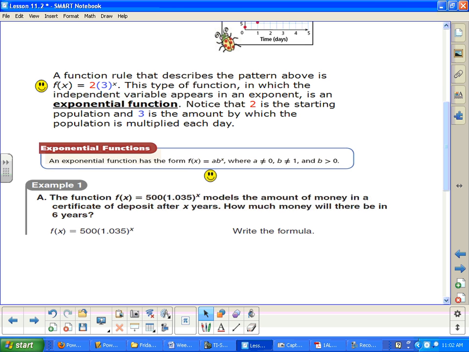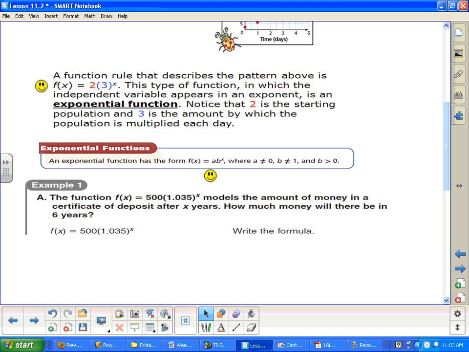So here we have this function, 500 times 1.035 raised to the power of x, which models the amount of money in a certificate of deposit after x years. And you know what? Good luck getting that rate nowadays. Anybody know what percent this represents?